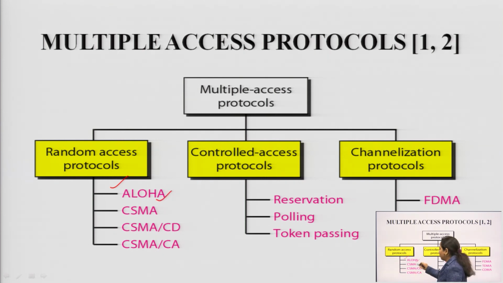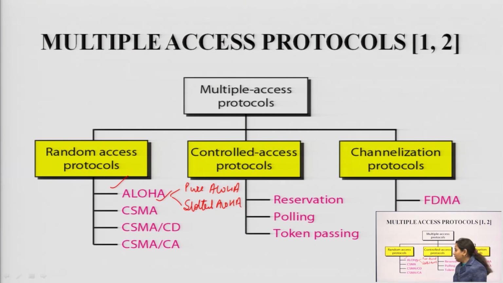The first one is ALOHA. ALOHA is again divided into two types: the first one is pure ALOHA, the second one is slotted ALOHA. We will discuss them later in the lecture. Then CSMA, that is carrier sense multiple access. This is again divided into two parts: the first one is carrier sense multiple access with collision detection, and this one is carrier sense multiple access with collision avoidance. So, these two are part of CSMA.